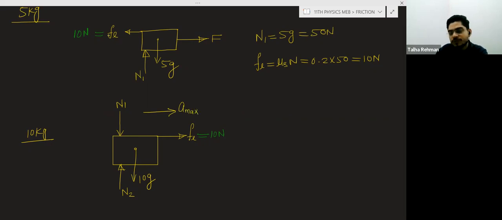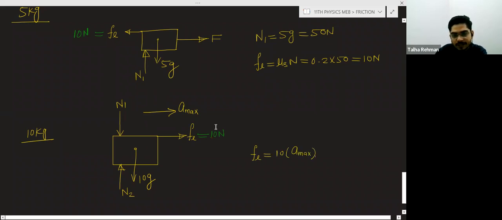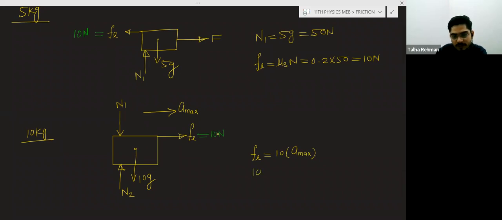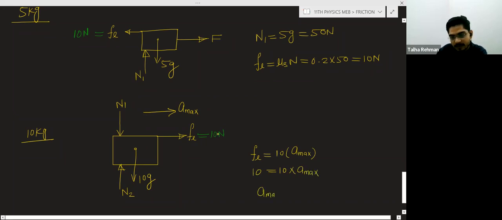So force is equal to mass into acceleration. Here is only one force, that is equal to FL. Mass is 10 kg. Acceleration maximum we want to find. What is this FL? It is 10 Newton. So put 10 is equal to 10 into A max. So A max we will get 1 meter per second square.